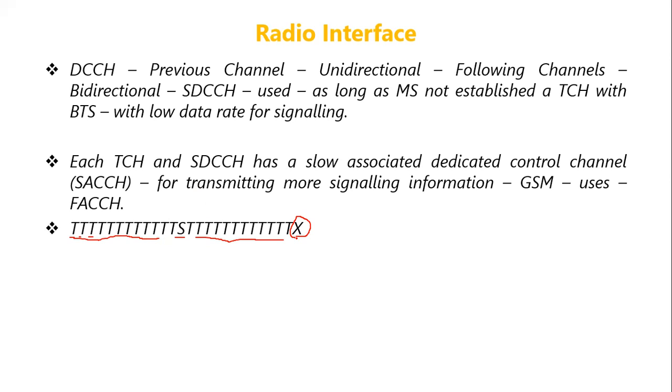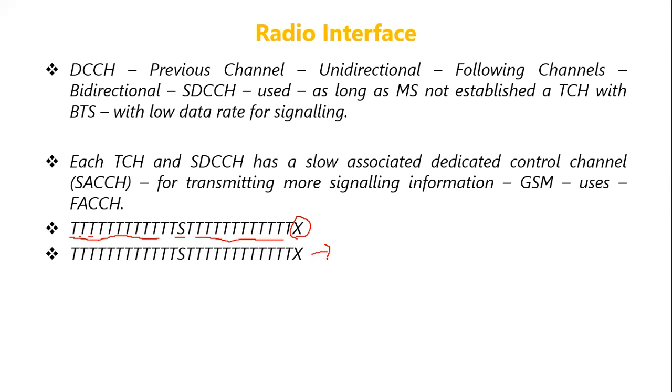So this pattern of 26 slots, totally there are 26 slots, is repeated again and again. In this case, out of 26 we are using only 24 slots for TCH/F. TCH/F is the traffic channel at full rate.